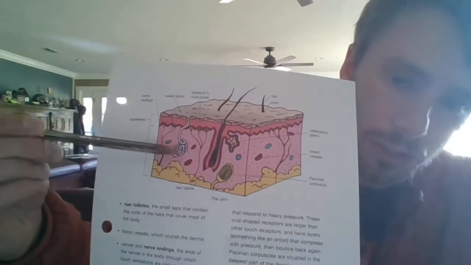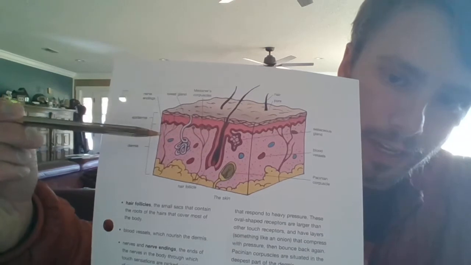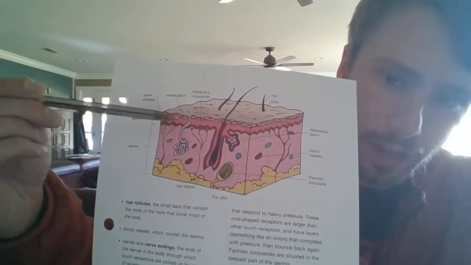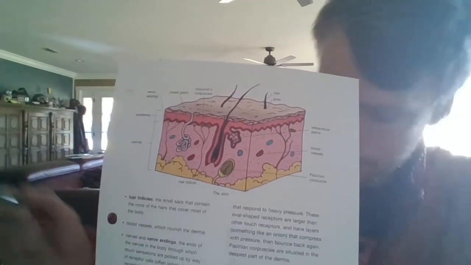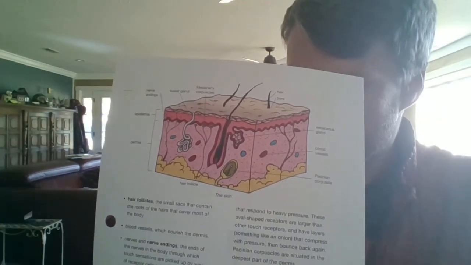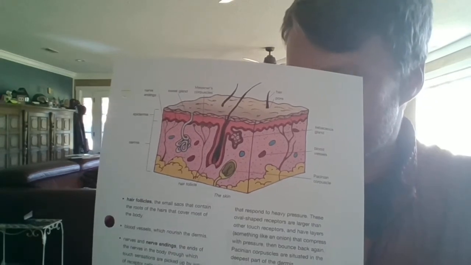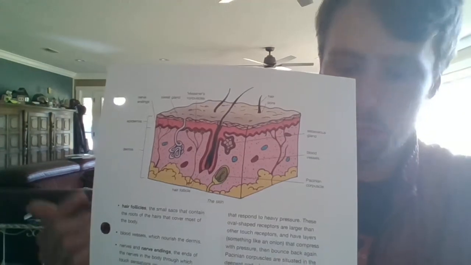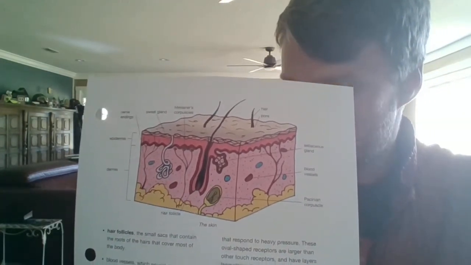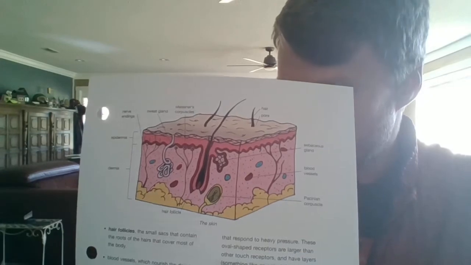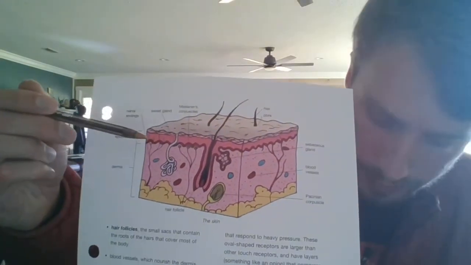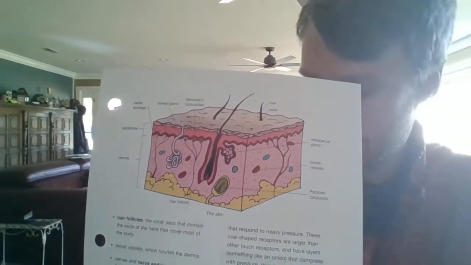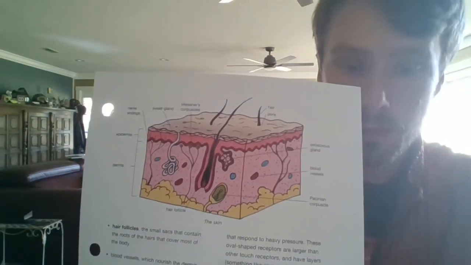You'll see this little tree-like thing up here. This is the nerve. Here are the nerve endings that go right up through to the epidermis. Those are the ends of the nerves in the body through which sensations are picked up by way of receptor cells, also known as receptors. We'll call them receptors here. The receptors are millions of small structures right up here in the nerve endings that detect such touch sensations and send messages about them to the brain.